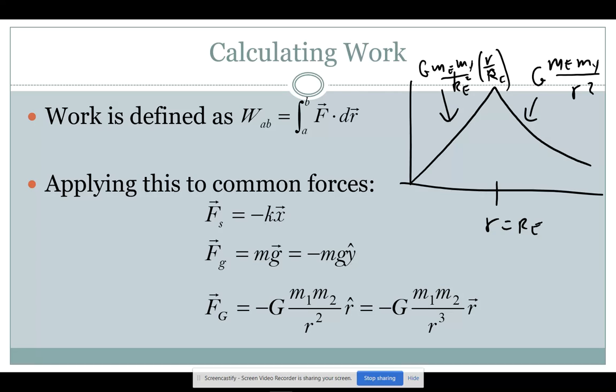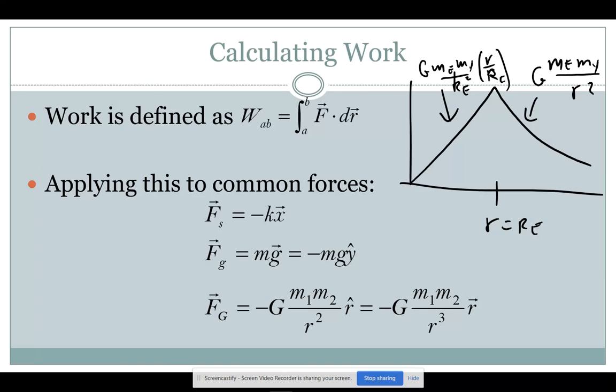I have 8 minutes left, which is really not much time to go into work, but I'm going to do the calculation for the potential energy due to gravity. So we have the force of gravity. If we're just on the surface of the Earth, we say g is constant, force of gravity is mg. Notice I have y hat for the direction there to put it in a scalar.